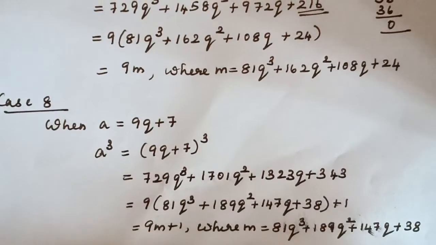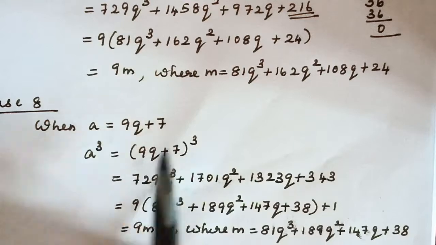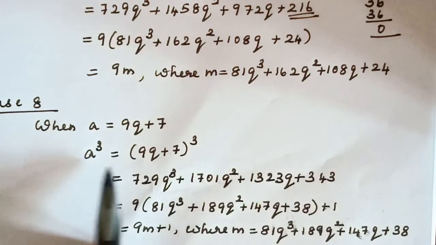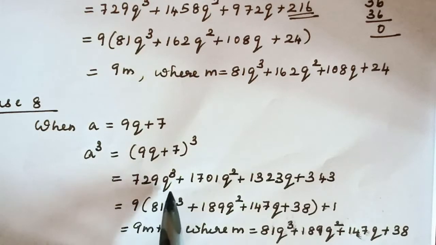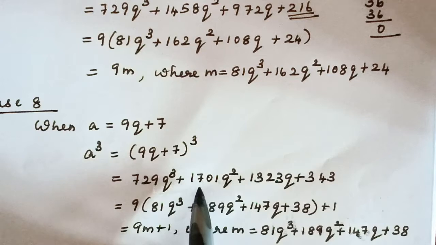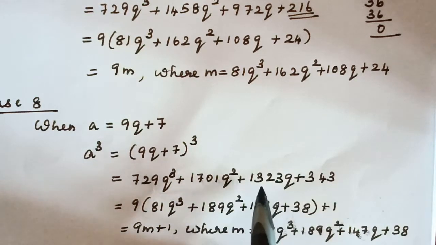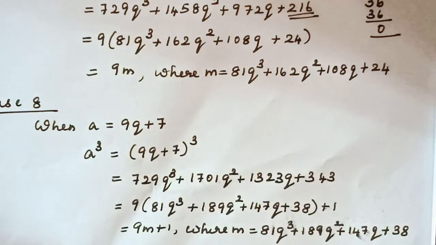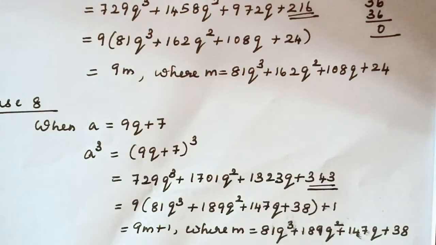In case 8, a is equal to 9q plus 7. We have to cube it. a cube is equal to (9q plus 7) the whole cube. That is 729q cube plus 1701q squared plus 1323q plus 343. Now we will see whether this 343 is a multiple of 9.